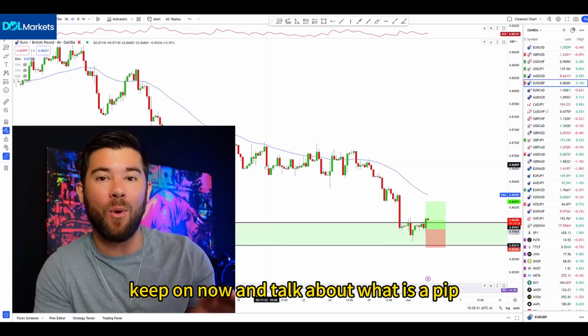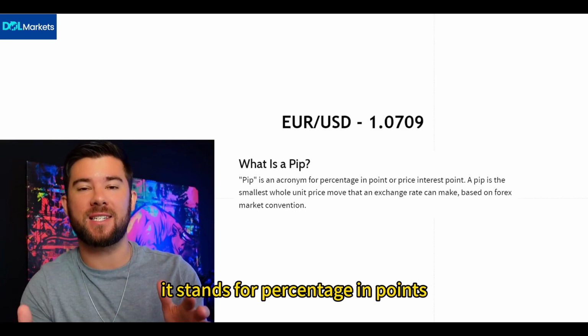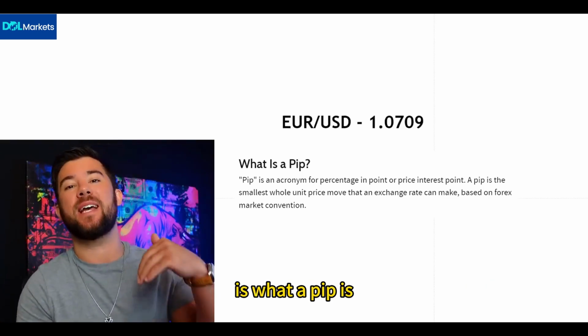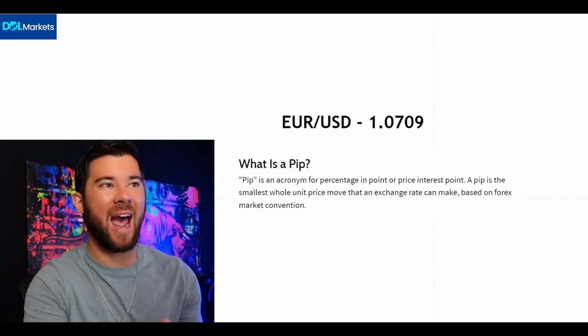Move on now and talk about what is a pip. So a pip is how the Forex market moves. It stands for percentage in points. And what's really important for you to understand is what a pip is. A pip is the fourth place after the decimal.